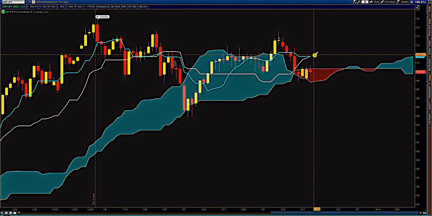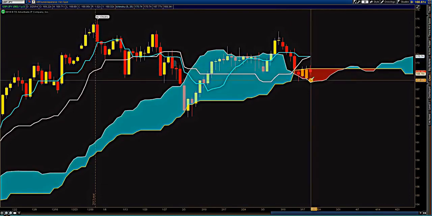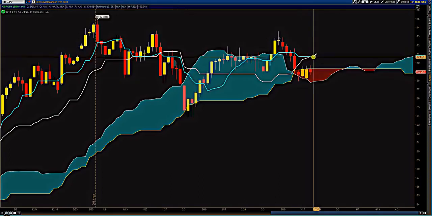We have a signal of price breaking below the cloud, which indicates that we're going to be in a bearish sentiment. And we have the Tenkan crossing below the Kijun, indicating that we have a trend that might start, which is on the verge of being established. So we have one, like I said, sentiment bearish. Two, a trend on the horizon, a bearish trend.